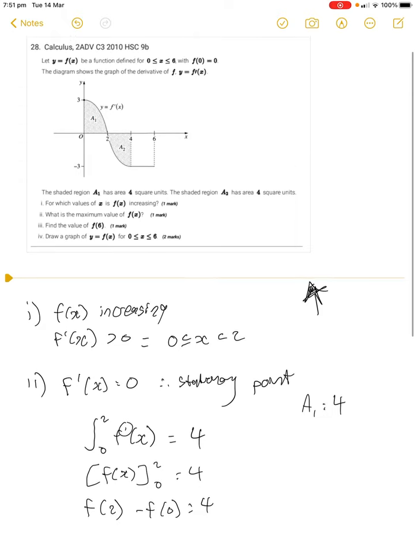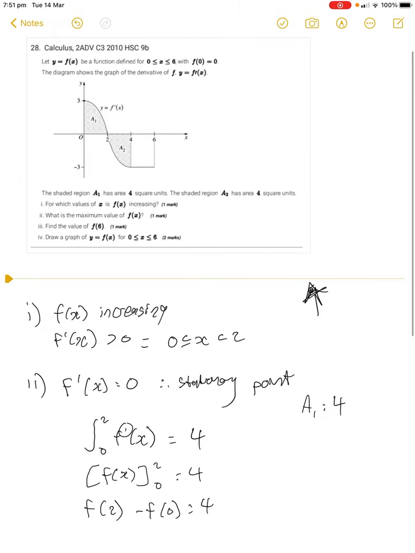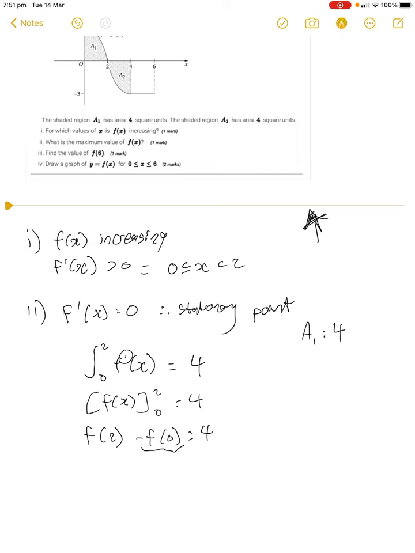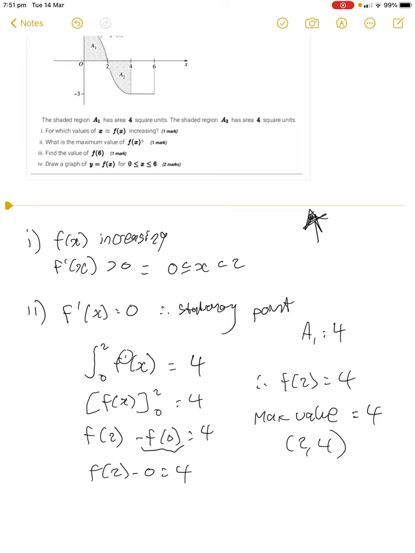Let's go back. If we look at that first line right there, let y equals f of x be the function defined for that interval with f of 0 equal to 0. So that must mean this right there is equal to 0. So f of 2 minus 0 is equal to 4. Therefore, f of 2 is equal to 4, which means the max value is 4. And (2, 4) is also the stationary point. That's going to be useful for our part 4 when we graph it in a little bit.